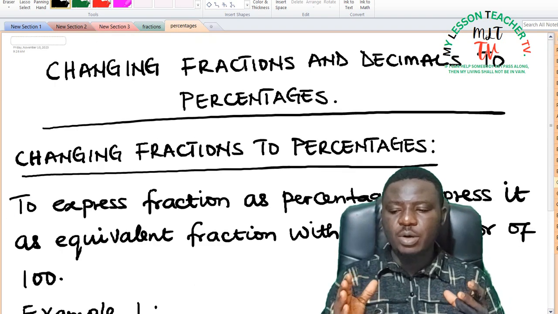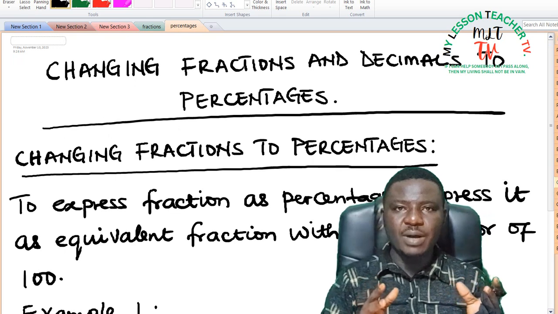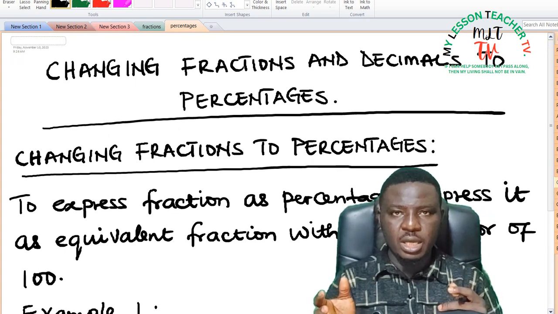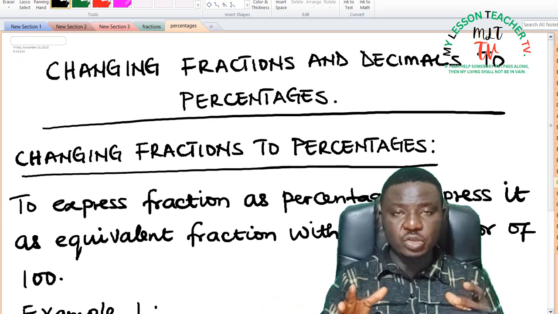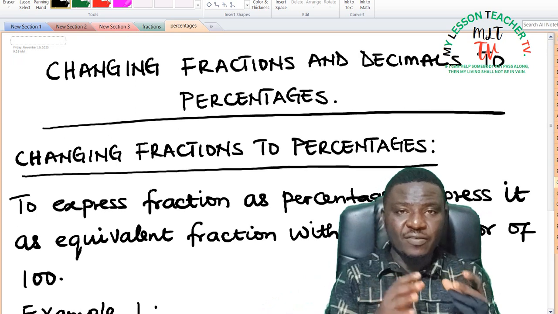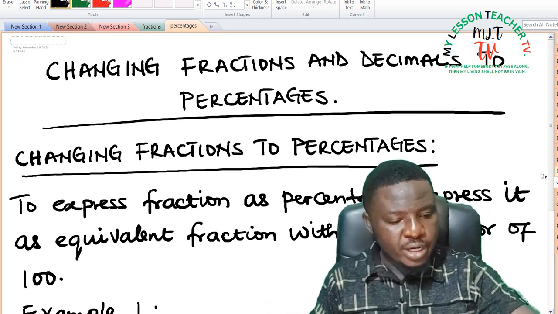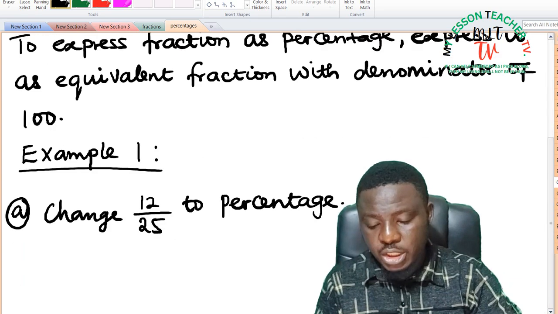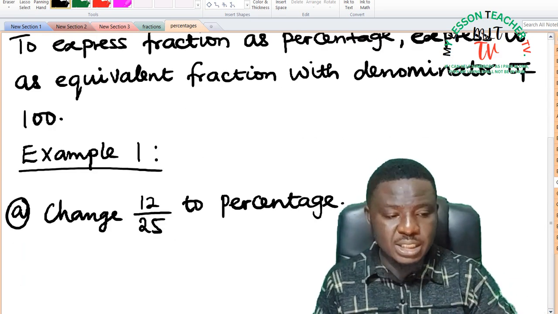In this class, we shall be looking at changing fractions and decimals to percentages. And just like I said, in order for us to change fractions to percentages, we are to express it as equivalent fractions with denominator of 100. For example, we are asked to change 12 divided by 25 to percentage.